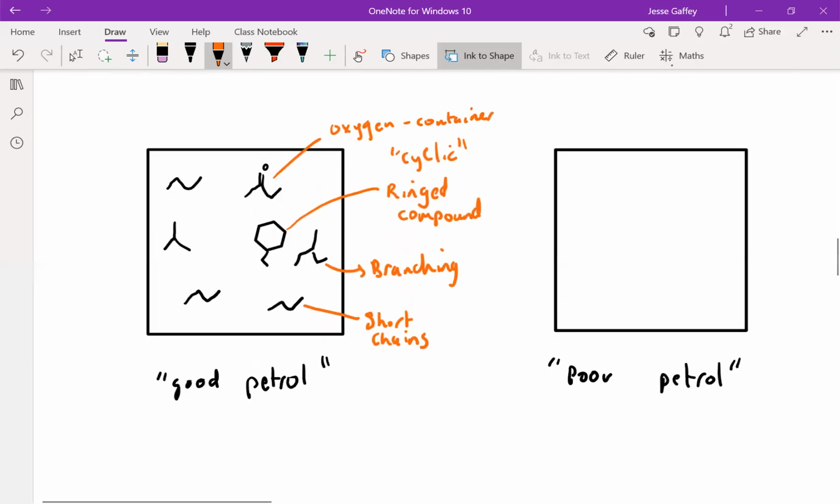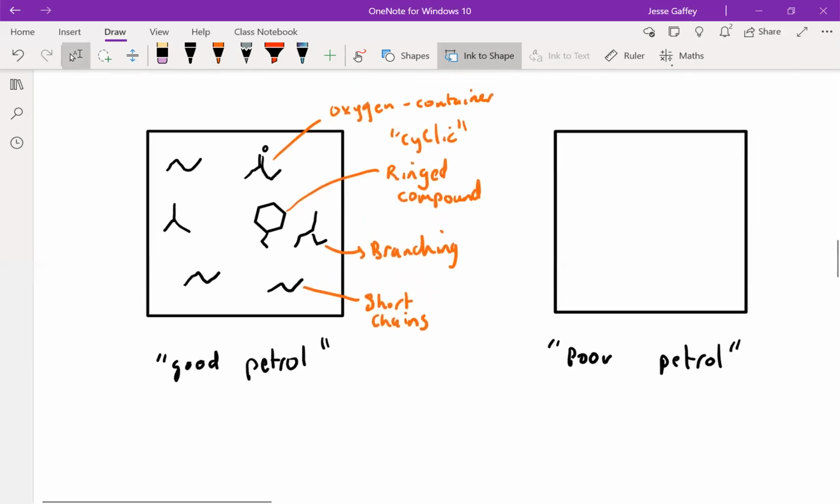The problem, of course, is, like we discussed before, short chains and short little branch chains. These are not the kind of chains that get produced in fractional distillation. We do get some, but not enough.